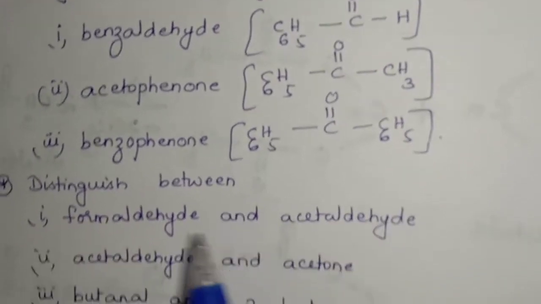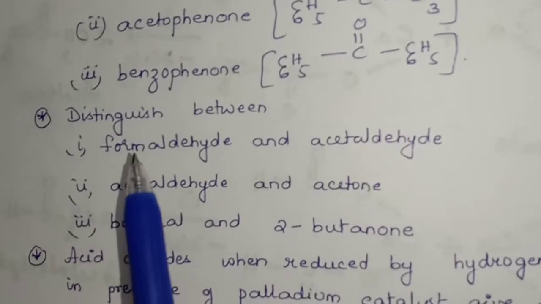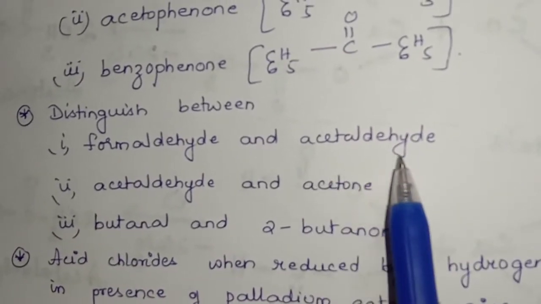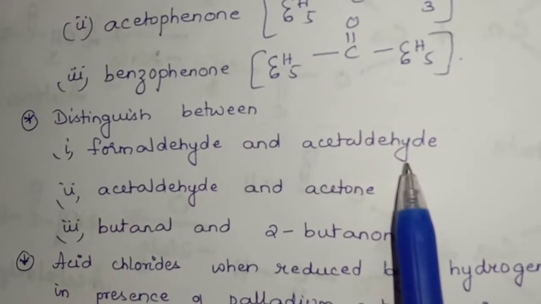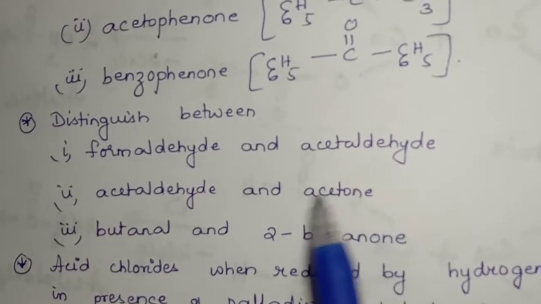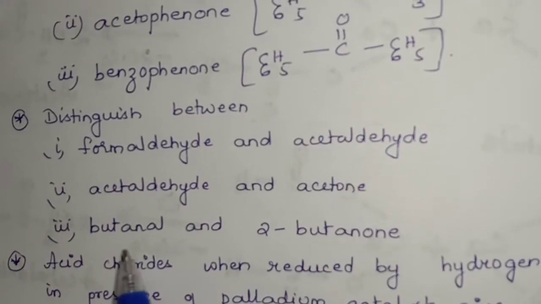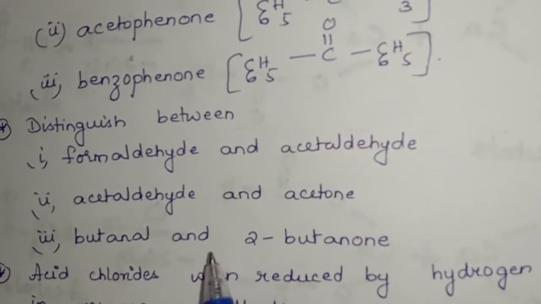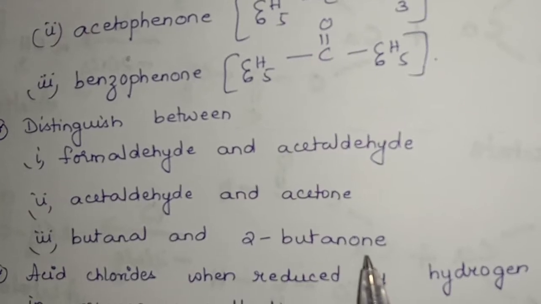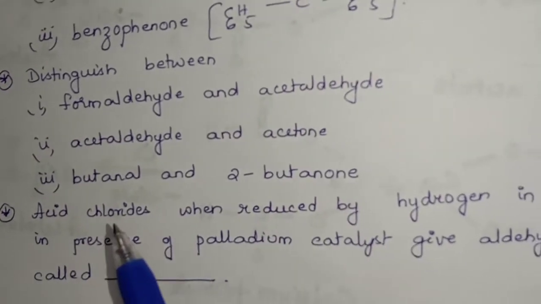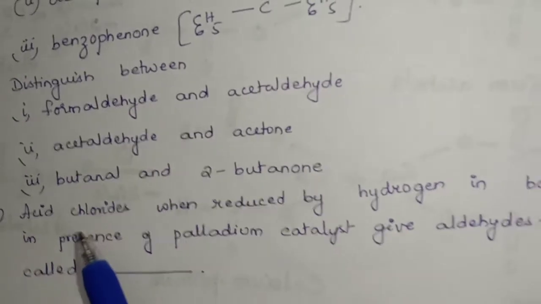Next, coming to the second question. Distinguish between formaldehyde and acetaldehyde. Just write down their structural formulae. Second one, acetaldehyde and acetone. Third one, butanal and 2-butanone. Write down their structural formulae and notice the difference between the two compounds.